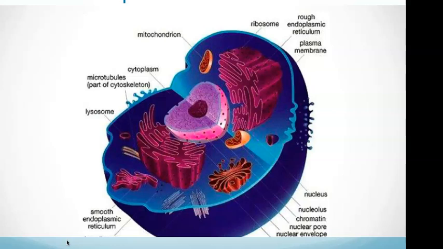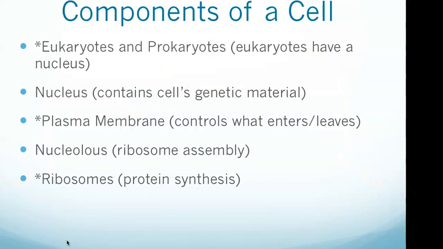Okay, so there's all the stuff on the cell. If we were to just go back and review real quick, I know that was a lot of stuff. If you're familiar with it, it's probably pretty simple. If you used to know it or don't know it, then there's a lot of new stuff, right? Your main points: eukaryotes have a nucleus, prokaryotes do not. The nucleus contains the cell's genetic material.